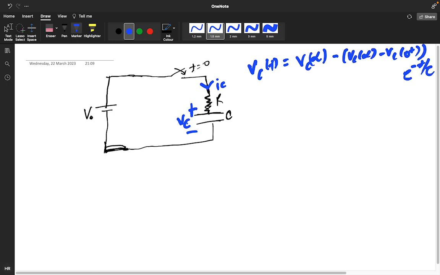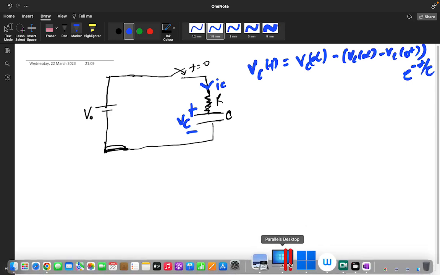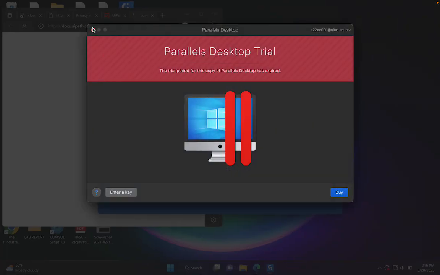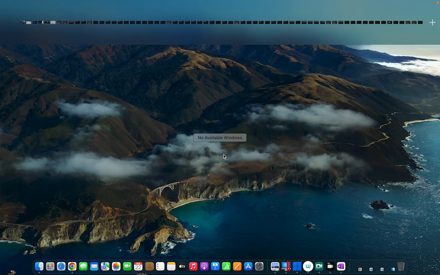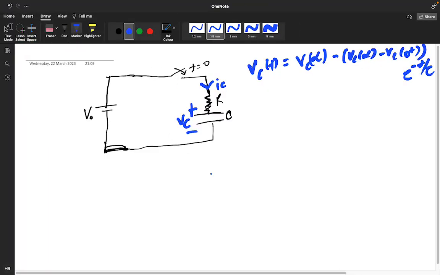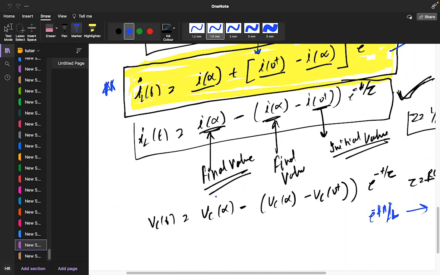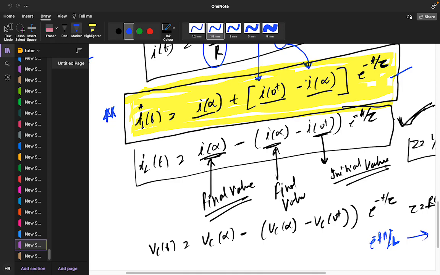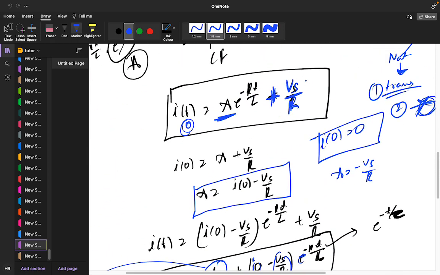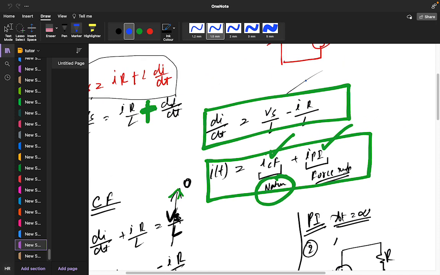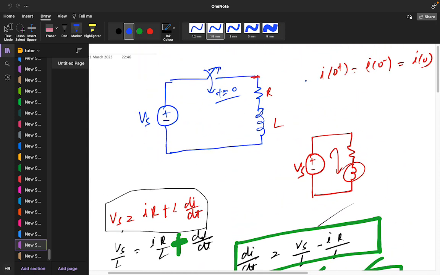So plus minus Vc we will get. Guys, we got the equations yesterday. We got the equation of IL of t, that is IL of infinity plus, IL of 0 plus minus IL of infinity, into e power minus t by tau. So we derived it like this.